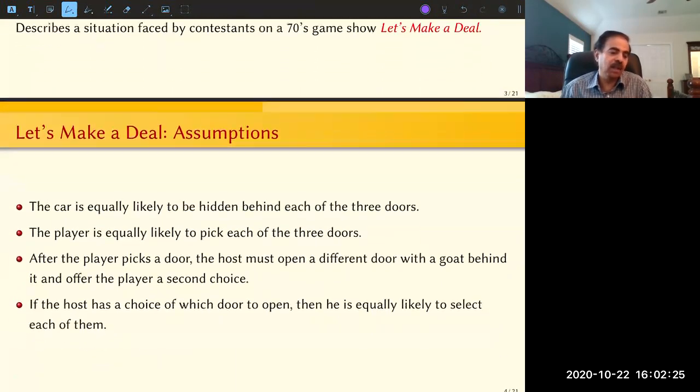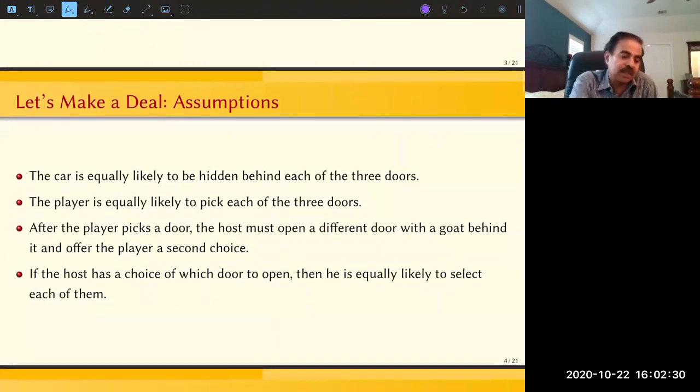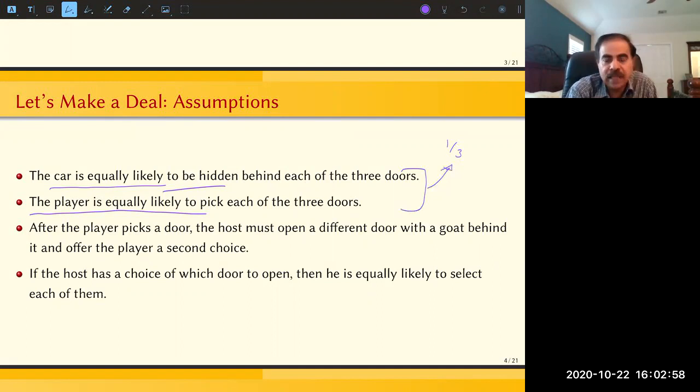So let's do this. Before we proceed, let's lay down some of the assumptions. We want to assume that the car is equally likely to be behind any of the three doors, because this is why we said the original probability is 1/3. The underlying assumption is that the probability is equal. We also think that the player is equally likely to pick each of them. It is the combination of these two that makes us conclude that the probability of being right the first time is 1/3.